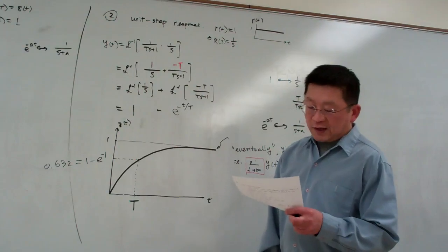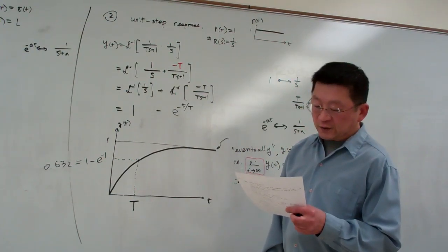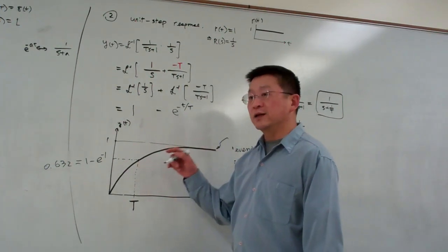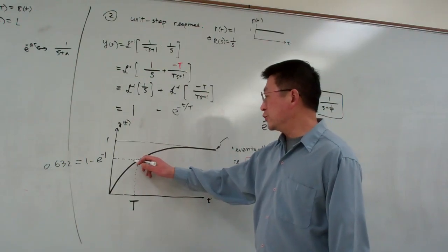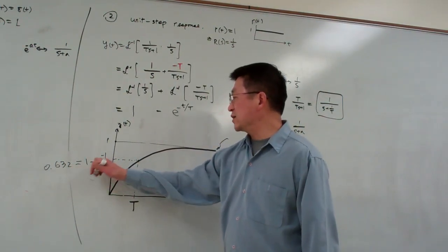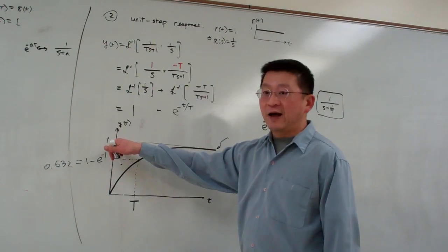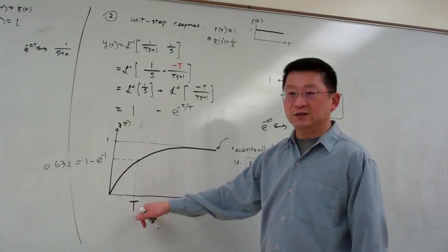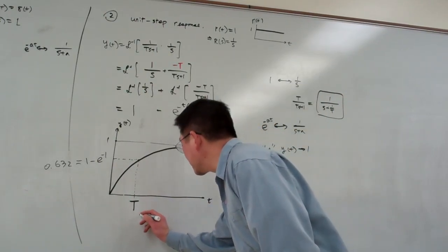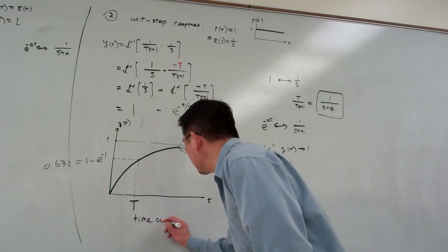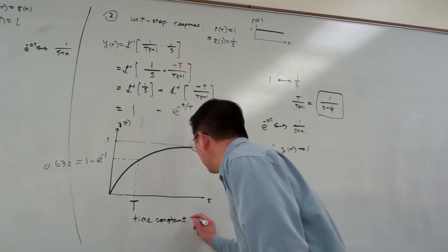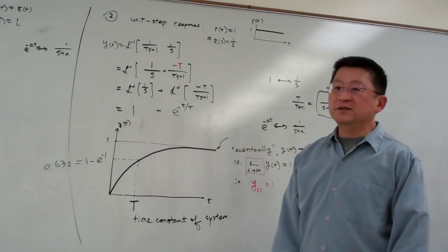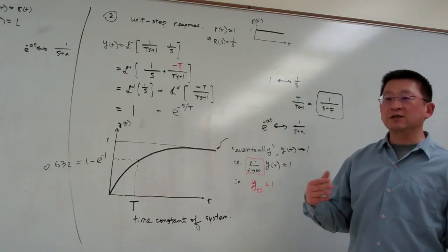Here I want to introduce one term we call the time constant. The time constant is basically when the system response reaches 63.2% of its designated value. Then we define the time corresponding to that as the time constant of the system. Simply, the time constant just tells you how quickly a system can respond.